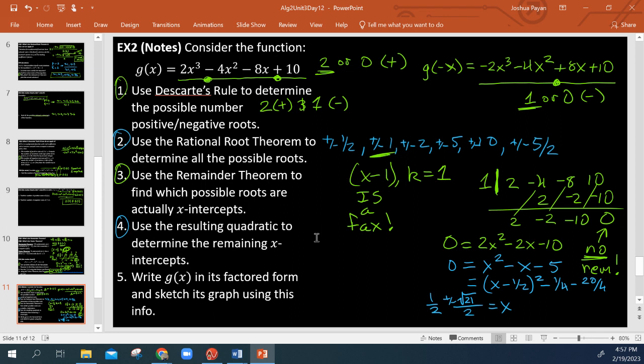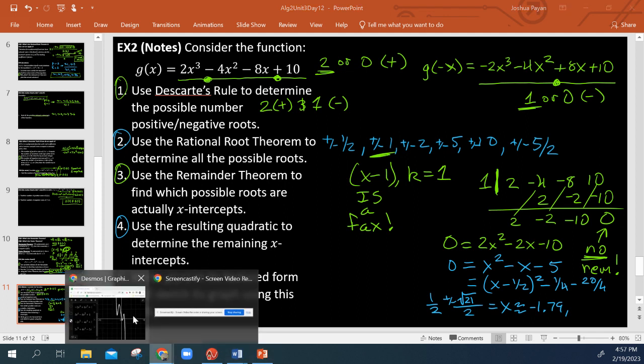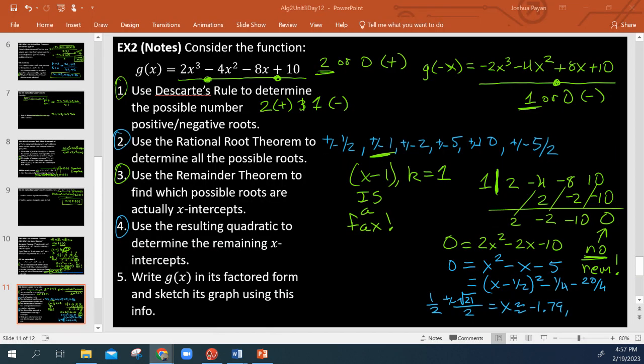Okay, so what happened to my stylus? My two irrational solutions were negative 1.79 and, was it 2.79? I already forgot. What happened to my Desmos graph? Did I close it? No! I did close it. Anyway, it was positive 2.79. So that means I have two positive, which is exactly what Descartes' Rule told me, and I had one negative, this guy right here.